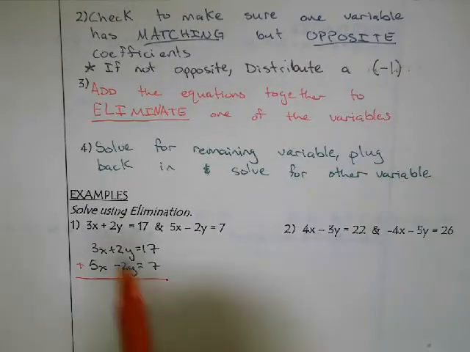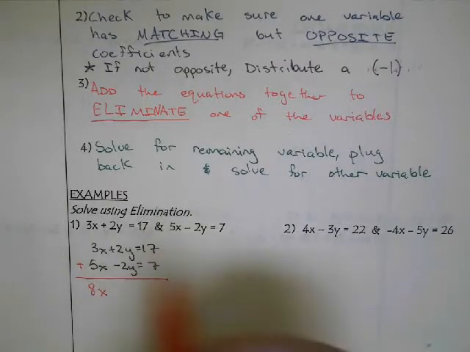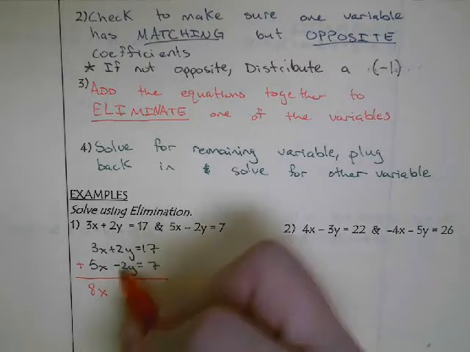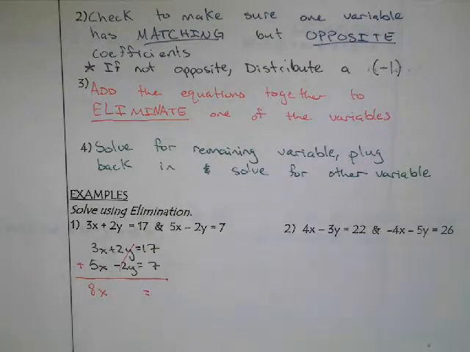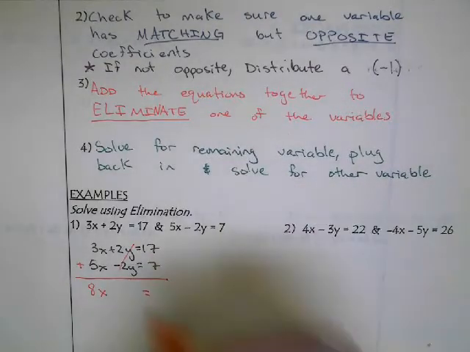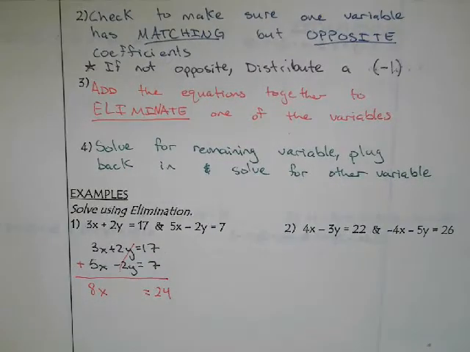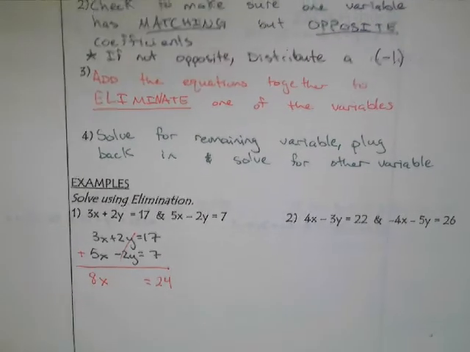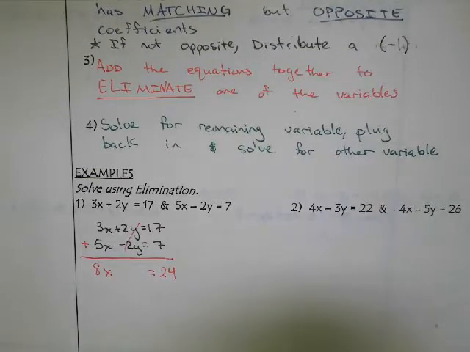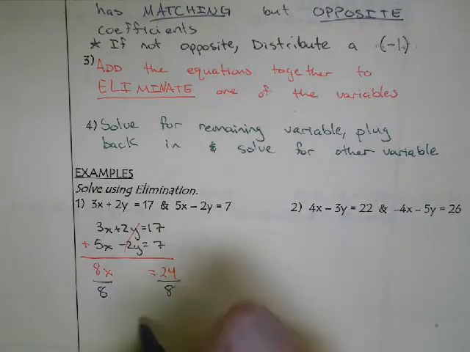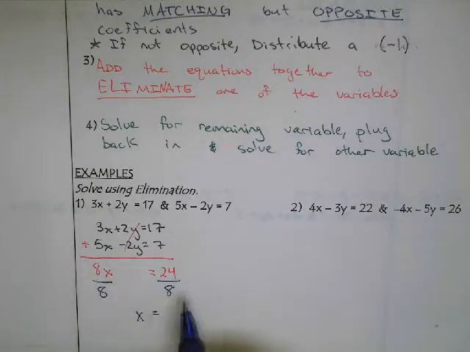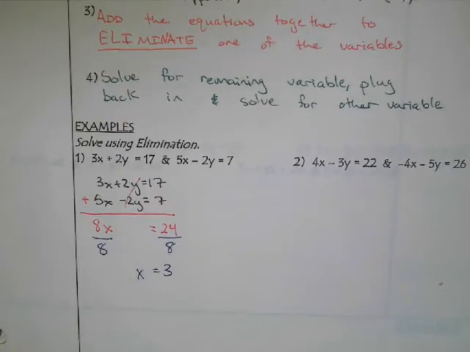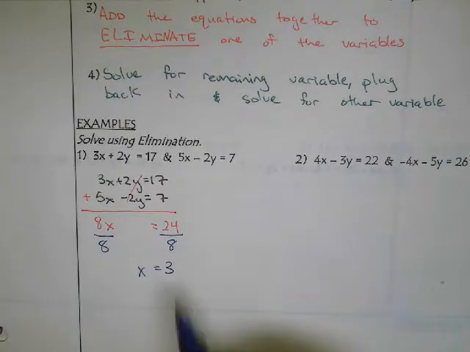I have 3x plus 5x is 8x, and then 2y plus negative 2y cancels those out. My equal sign comes down, and I have 17 plus 7 is 24. So I've gotten rid of the y's by doing it this way. And now we just solve this equation. I'll divide both sides by 8, and we'll get x equals 3. So I solved for the remaining variable. I'm going to plug that back in and solve for the other variable. You can choose either equation.